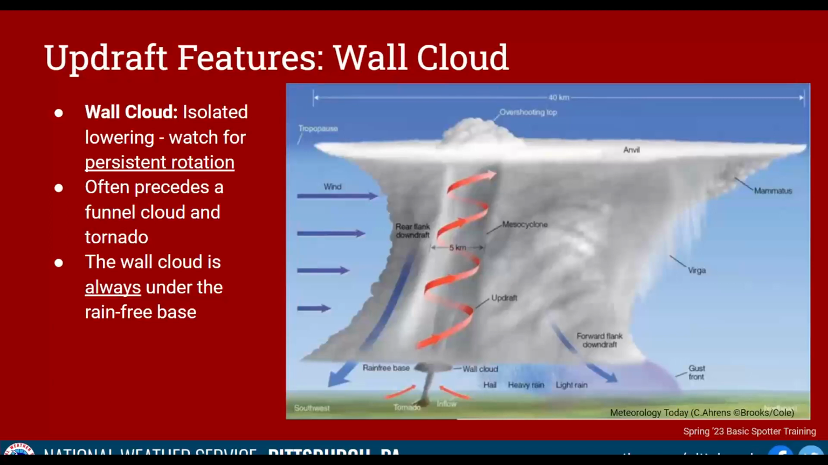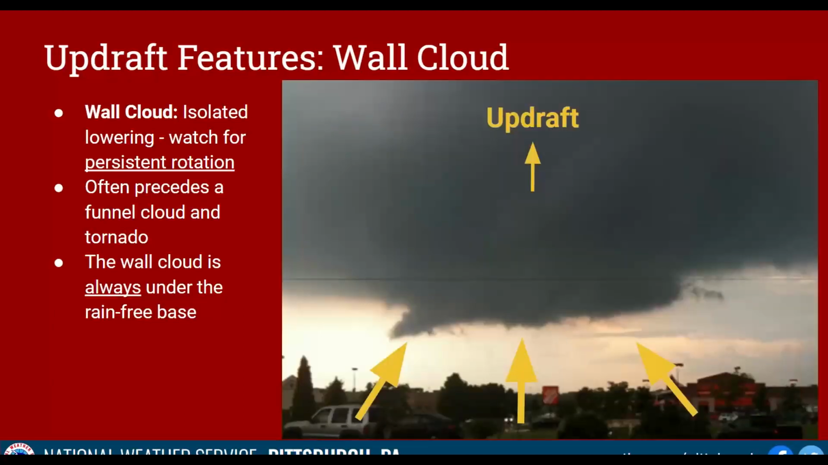You will always find the wall cloud underneath the rain-free base. And as you can see in this image, the rain-free base and your updraft is where you're going to find the wall cloud, and it's going to be near where your heavy rain is, but in that rain-free area. So here's an actual photo from a storm that was taken, and you have an updraft region, and hanging below that lower cloud is the wall cloud.